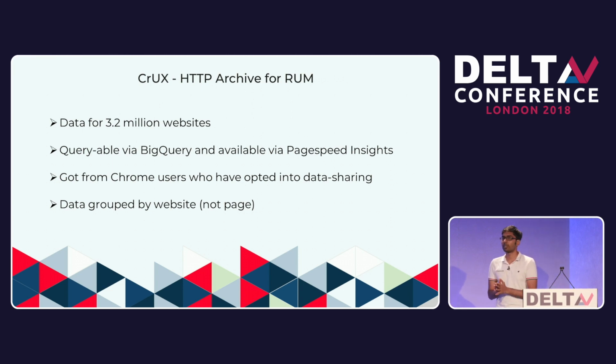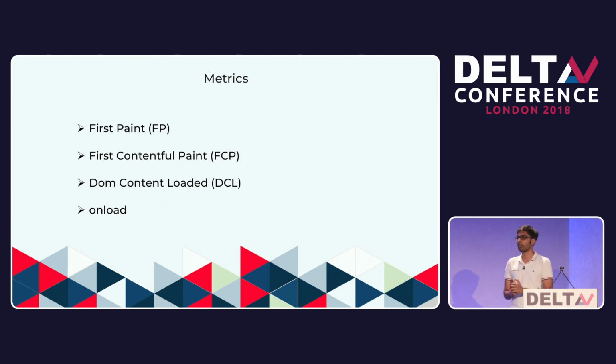This data is collected from real users who have opted into data sharing within Google Chrome. And the data is aggregated for different websites. You don't get per page level data, but it's aggregated over the entire website. So let's see what kind of metrics you can get from a data set like this. These are the 4 metrics that are currently available: first paint, first contentful paint or FCP, DOM content loaded, and onload.